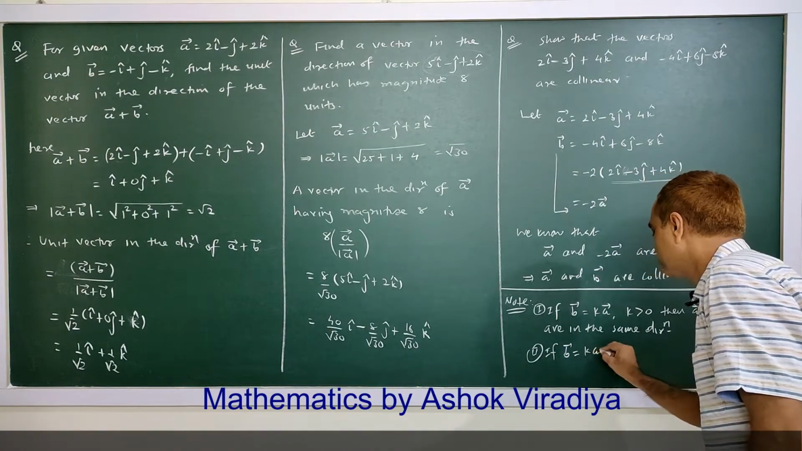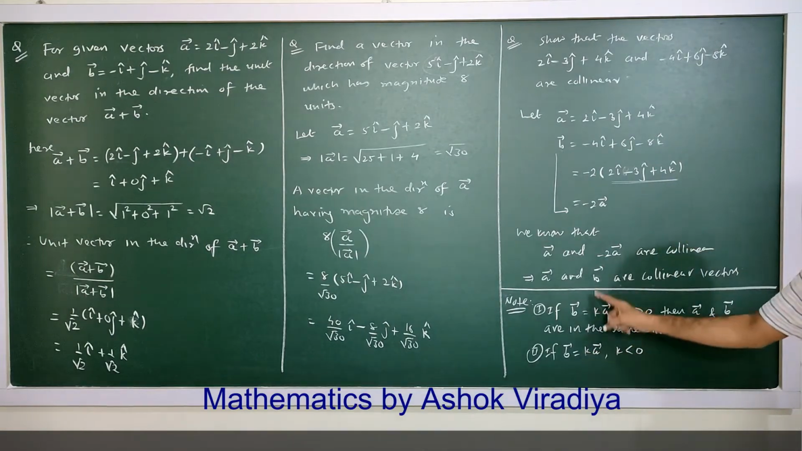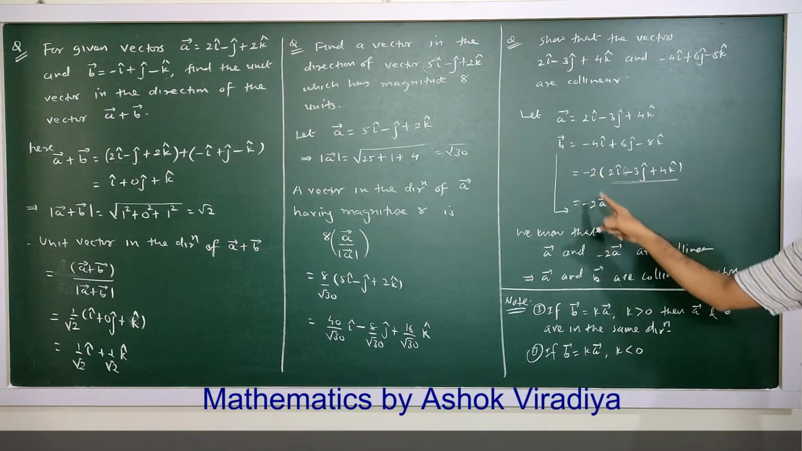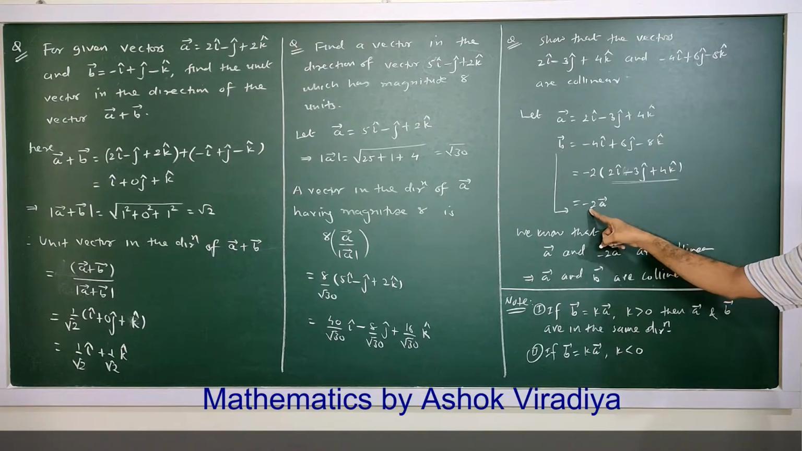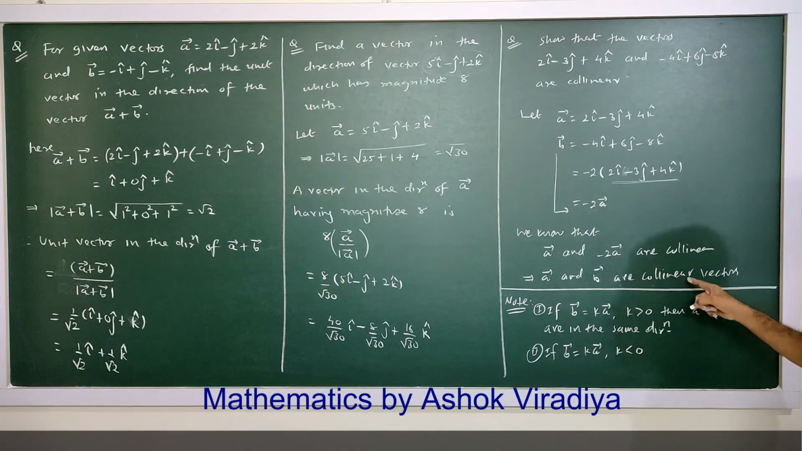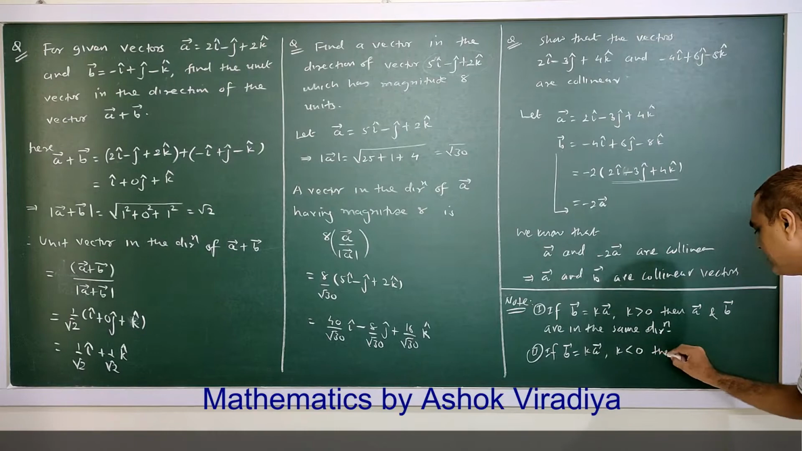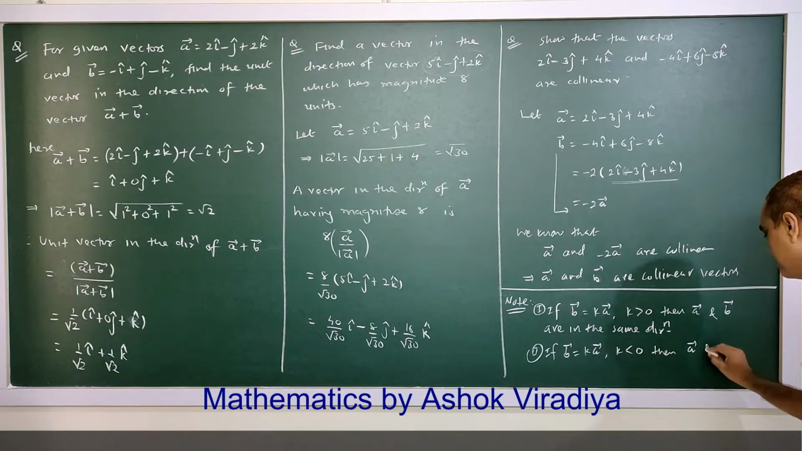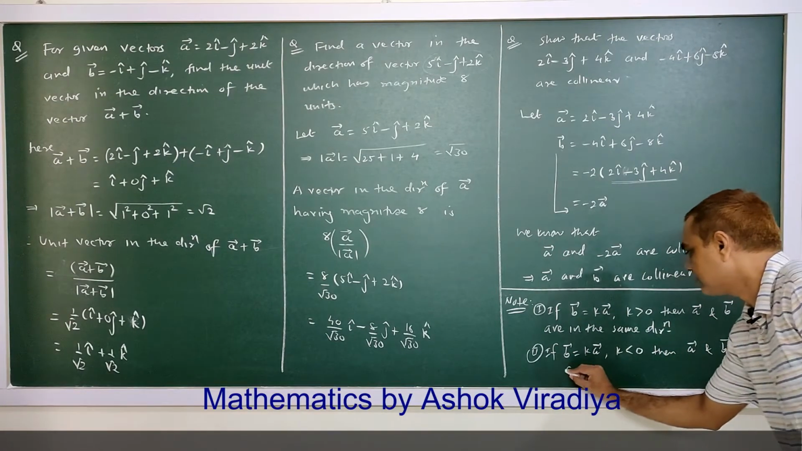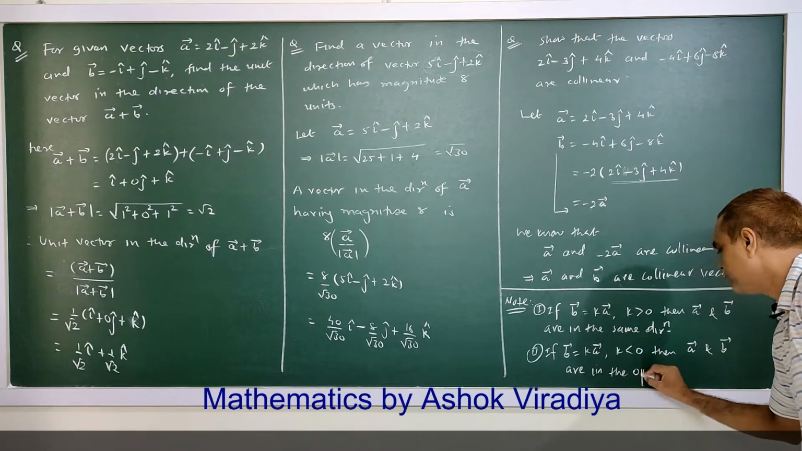If B bar is equal to k A bar, where k is negative, say look here, this is negative, then A bar and B bar are in opposite directions, so collinear. So B bar is k A bar, in which k is negative, then A bar and B bar are in the opposite direction.